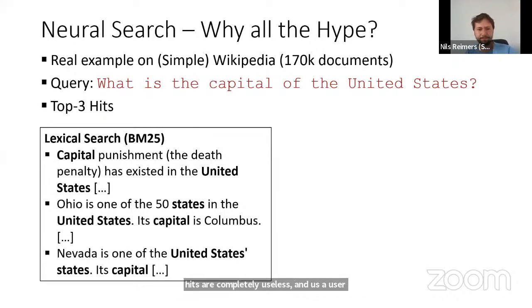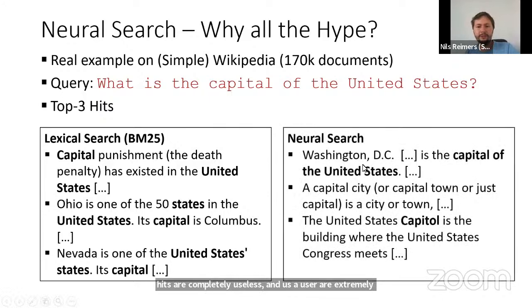So if you switch to neural search and you use a neural network to retrieve these results, then you get a perfect search result. The first entry is about Washington, D.C. That's the capital of the United States. The second entry is a definition: what is a capital city or a capital town? And the third entry is about the United States Capitol, because maybe you as a user misspelled capital with Capitol, and you were actually looking for what is the capital of the United States. So neural search provides you much, much better search results.